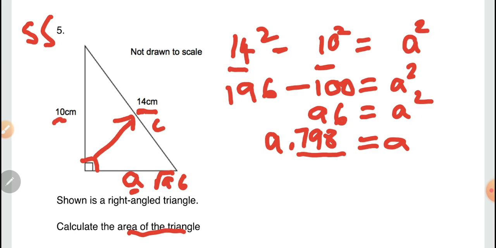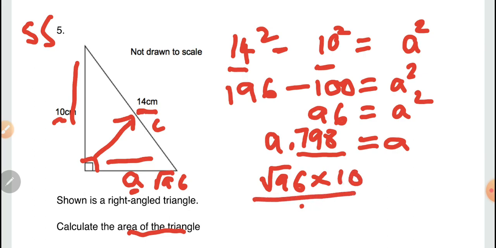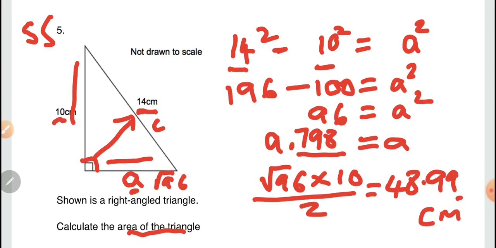So we know the way to work out the area of a triangle is base times height, and then divided by 2. So the base is square root of 96 times the height of 10, and then we're going to divide all of that by 2, and that will give us the answer of 48.99. I can round now, it's not a problem. It's important to write the units, centimeters squared, and this is my answer to 2 decimal places.